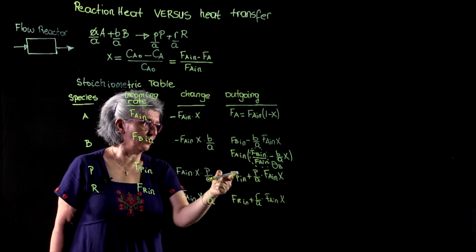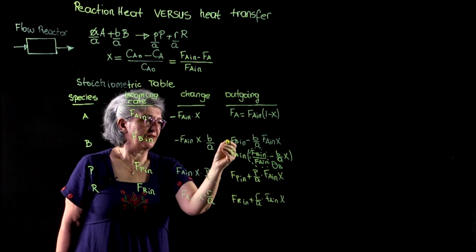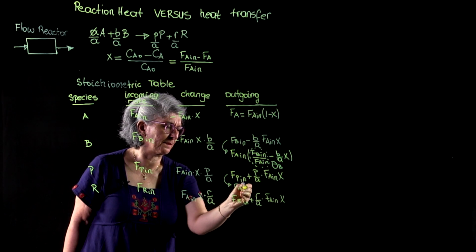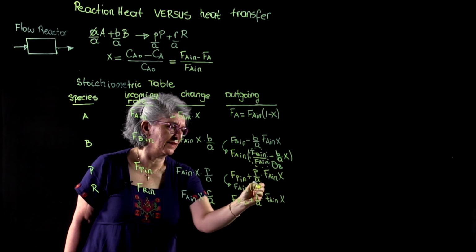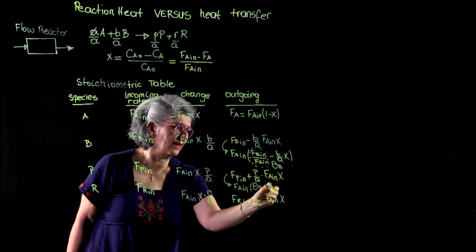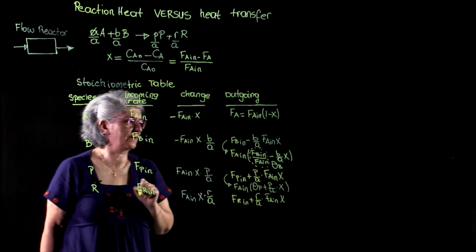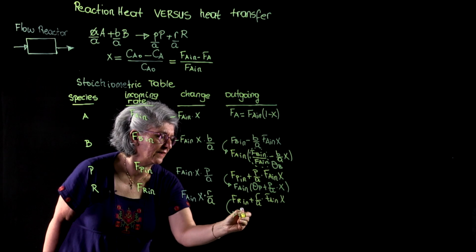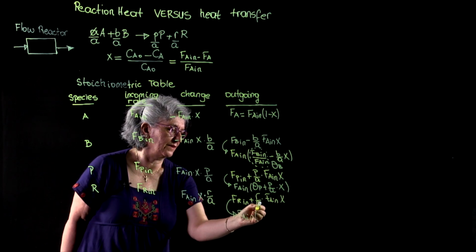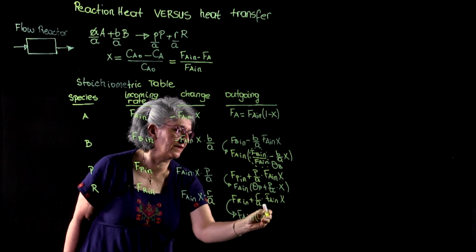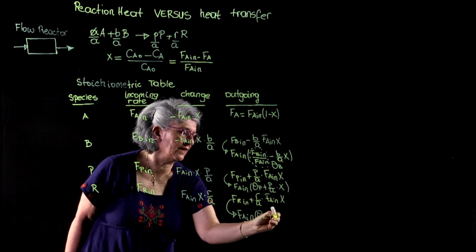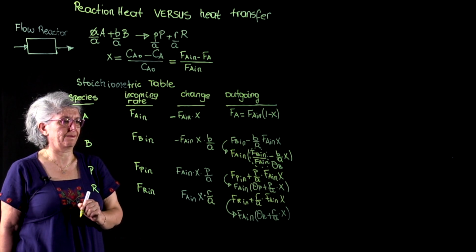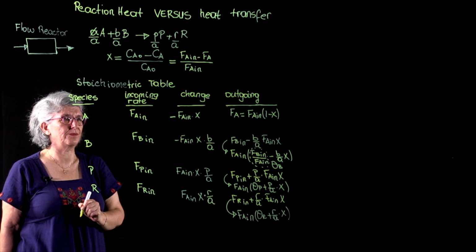And when I do the same for the others, I will have FA in theta P plus P over A times X. And we have FA in times theta R plus R over A times X. This is our stoichiometric table.